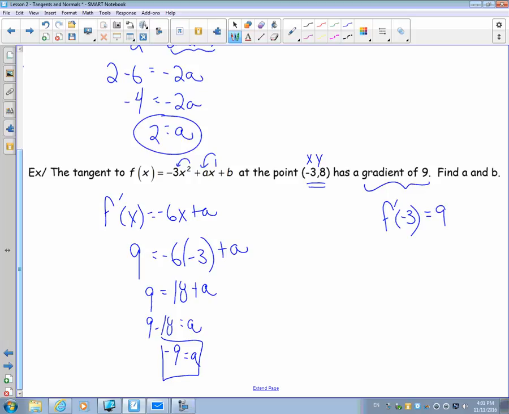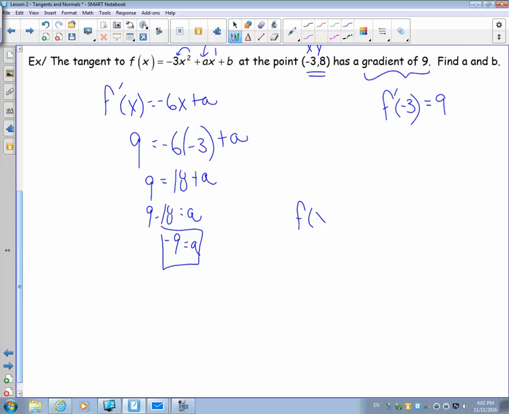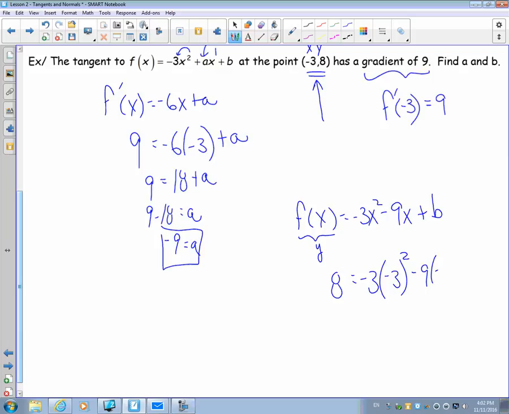So we're given a function. Our function f(x) equals -3x squared plus a. We just figured a, right? Let's fill it in. Minus 9x plus b. In order to get b, I kind of need to know a point on this graph. Well, I've been given a point right here, right? There's an x and a y. So my function value, my y, if you will, is 8 when my x value is -3. So let's put the x in for the x, the y in for the y, and solve for b.